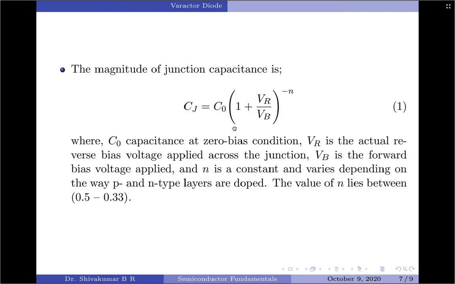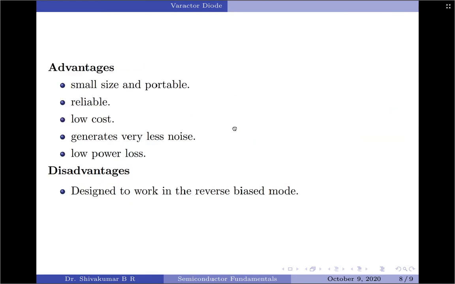Now we move on to the advantages and disadvantages of the Varactor diode. I'll start with the advantages first. It has small size and portable, so you can use it in circuits easily. It is reliable, so you can use it as a variable capacitance. It is very low cost, thus it can be used in various electronic and electrical applications. It generates very less noise as compared to other PN junction diodes. Also, it has very low power loss because Varactor diode produces very low noise.